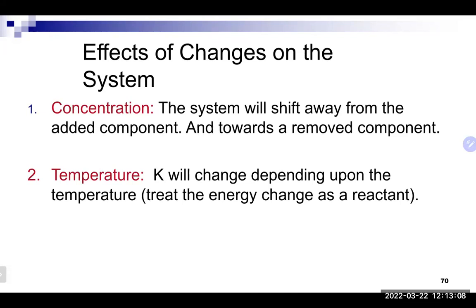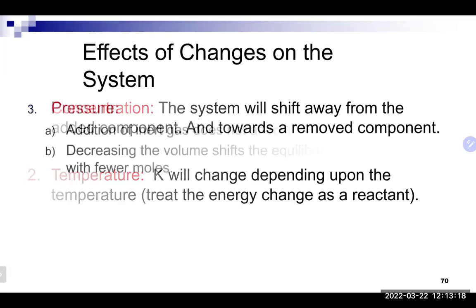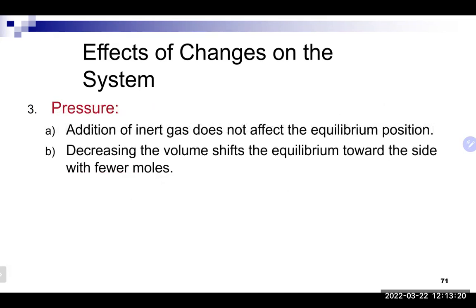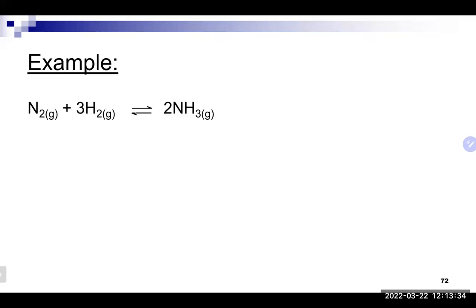Yep. So this is what we talked about here again. It shifts away from the added component or concentration, goes towards what was removed, and obviously K will change depending on the temperature. We want to think about heat as being a reactant or a product, depending on endothermic or exothermic. And for pressure here, an inert gas will not affect equilibrium, but decreasing the volume will shift it towards the side with fewer moles.